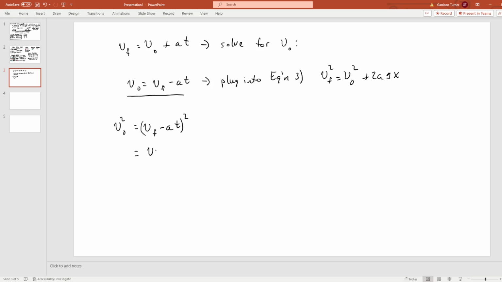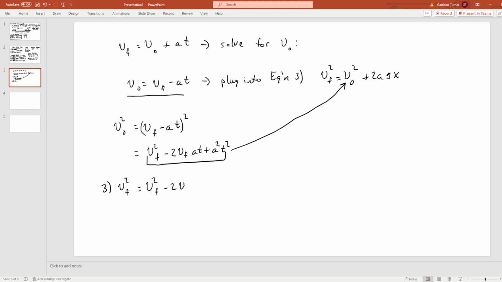So this is going to become VF squared minus 2 VF AT plus A squared T squared. Okay? So V naught squared now is going to equal all of this. So I'm going to plug all of that in for V naught squared. So equation 3 would now read VF squared is equal to VF squared minus 2VF AT plus A squared T squared.